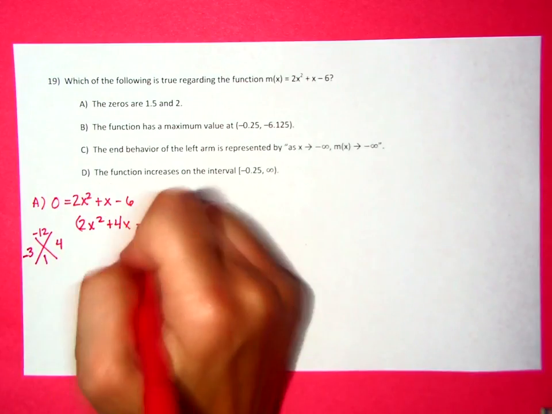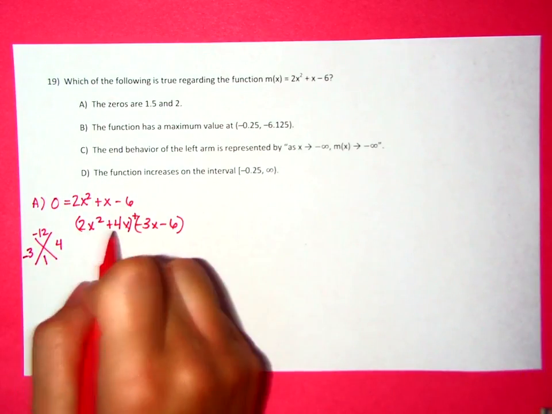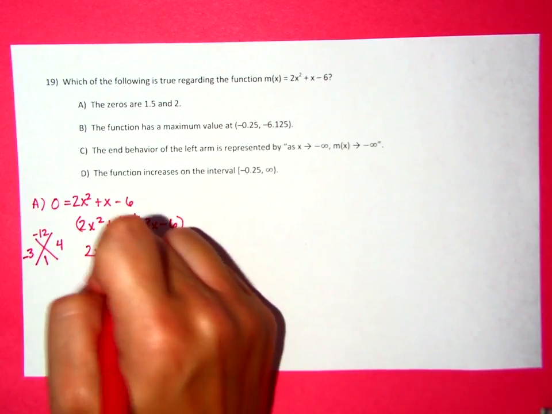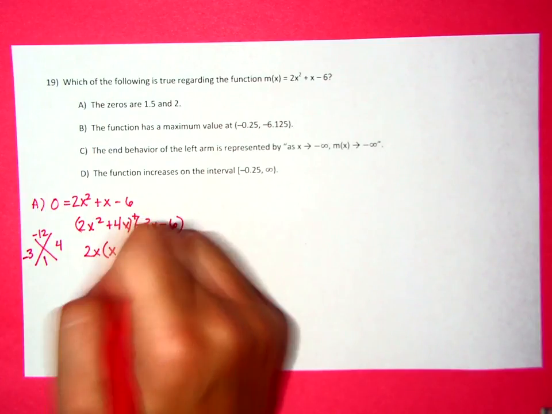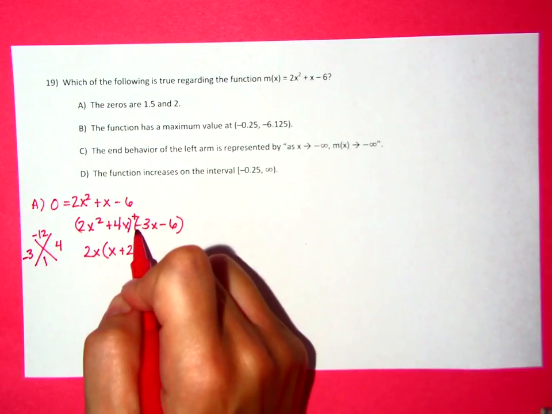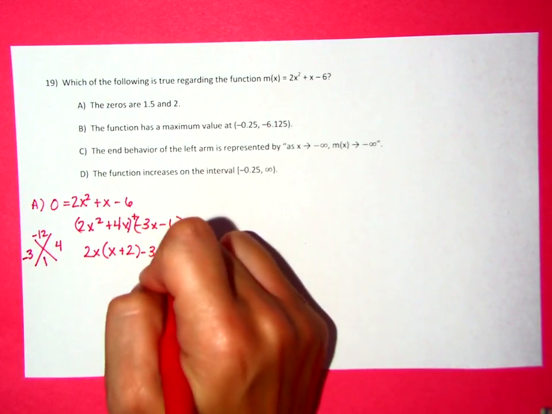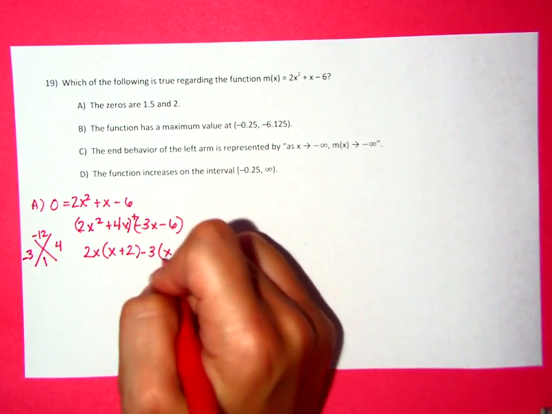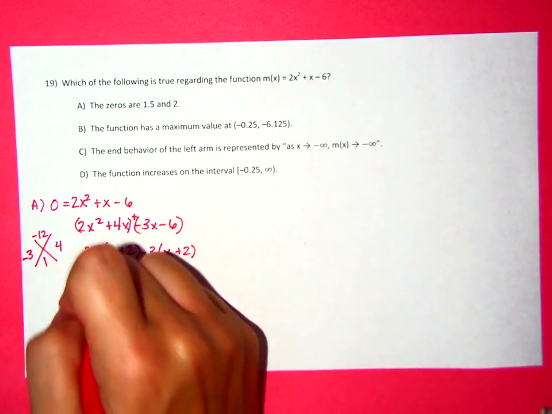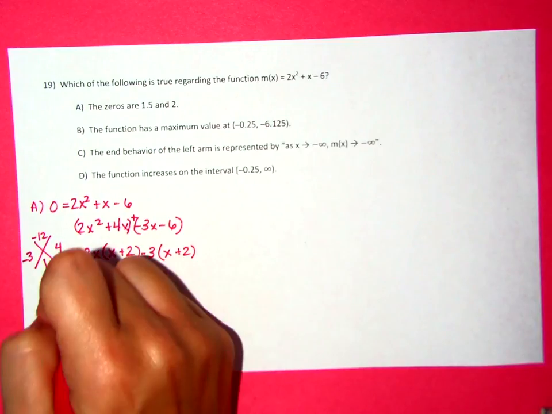We're going to group these because now I have 4 terms, but remember when we group we put an addition sign between them. The GCF here is going to be 2x, so I can pull out a 2x. 2x times x gives me 2x squared, and then 2x times positive 2 gives me 4x. The GCF here is going to be negative 3, so we have minus 3. Negative 3 times x gives me negative 3x, and negative 3 times positive 2 gives me negative 6. You'll notice the insides match. So we have x plus 2 times 2x minus 3, and that is going to equal 0.